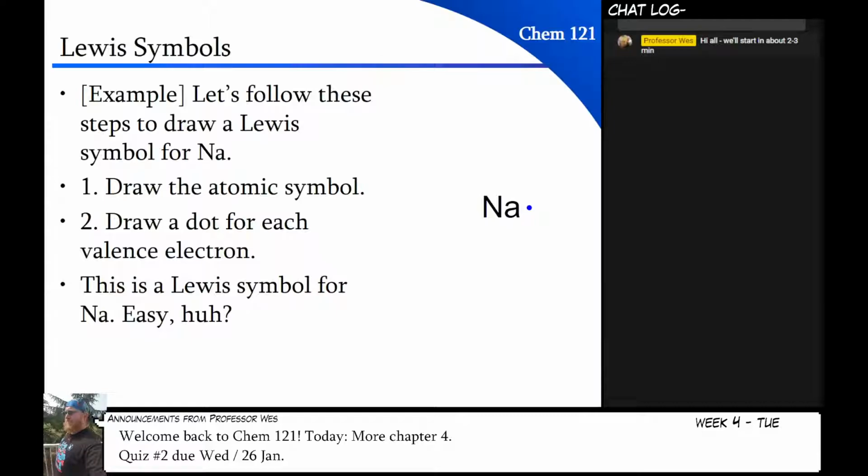Two-step process. The hardest part is counting valence electrons and finding which group it is in on the periodic table. You just draw that many dots. Remember, we're only using the ones digit, so the highest you can go is 8. What about group 9 in the middle, Wes? We'll talk about that in a little bit.